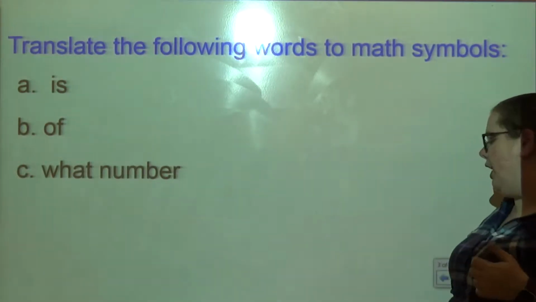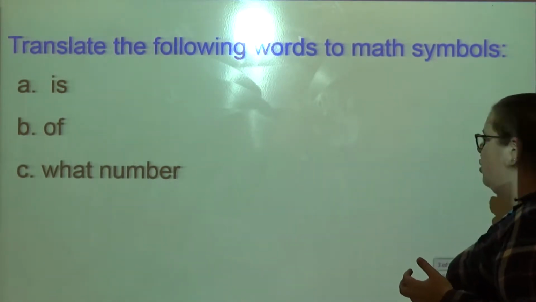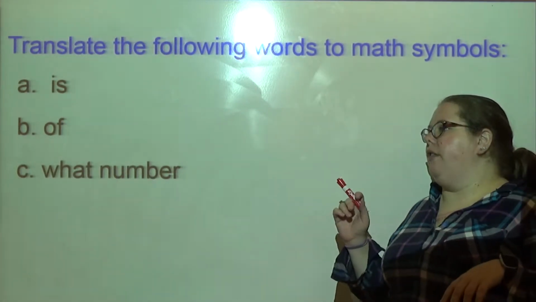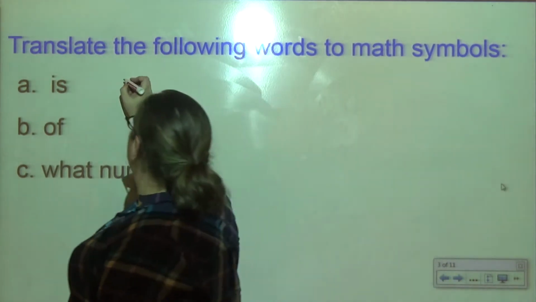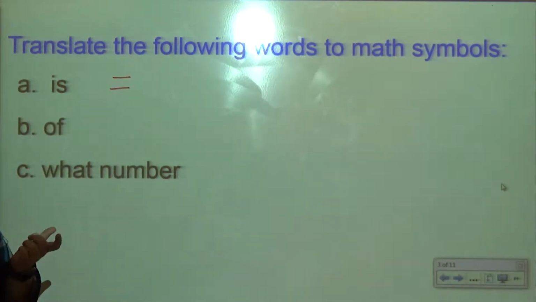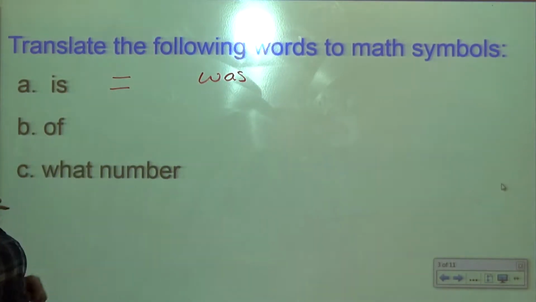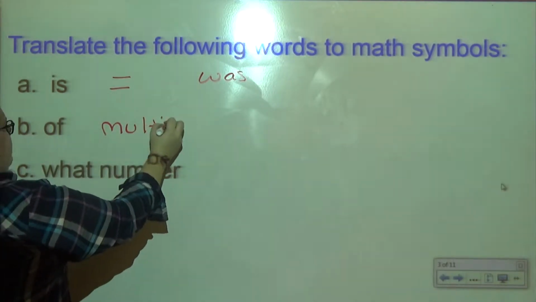Alright, so before we move on, in word problems, these three words mean something. So what does the word is in a word problem? Like, the number is 7. Is means equals. And any form of is, you could have was. Was sometimes is used. Any form of the to be, right? So is or was means equals. How about of? Of means multiply.